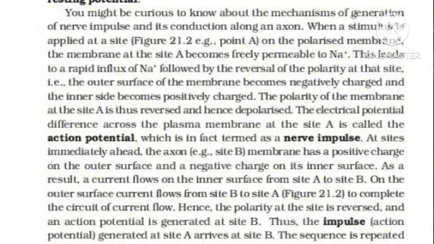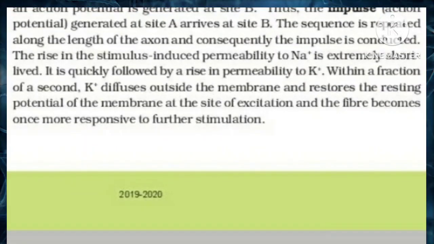At a site immediately ahead on the axon, example site B, the membrane has a positive charge on the outer surface and a negative charge on its inner surface. As a result, a current flows on the inner surface from site A to site B. On the outer surface, current flows from site B to site A to complete the circuit of current flow. Hence, the polarity at the site is reversed and an action potential is generated at site B. The sequence is repeated along the length of the axon and consequently the impulse is conducted.